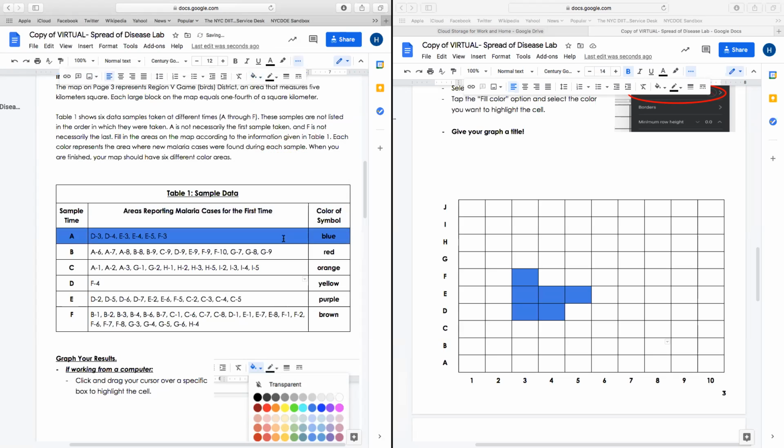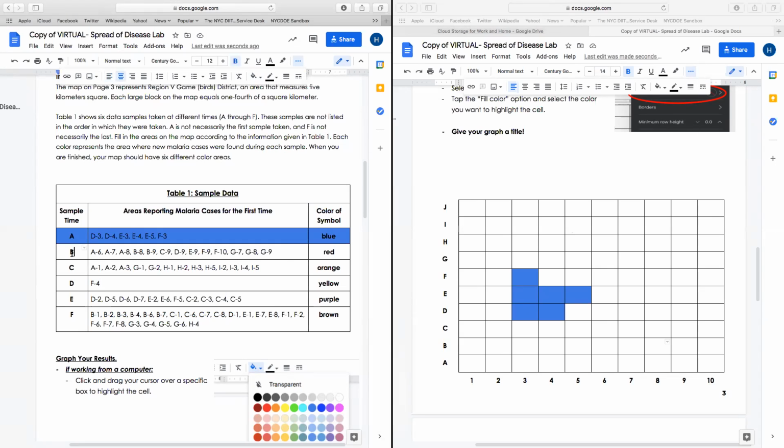All right, guys, so I'm going to go ahead and fill in time sample A to show we are done with that one. Right now, you should have 6 squares filled in on your graph that are the color blue. Now, if at any point I am going too fast or too slow, please just let me know in the chat. I want to make sure I don't lose anyone.